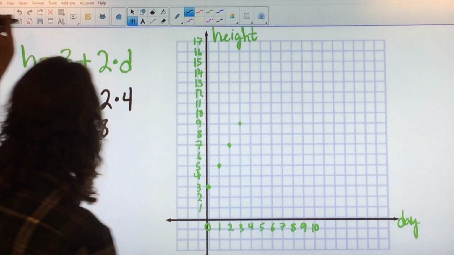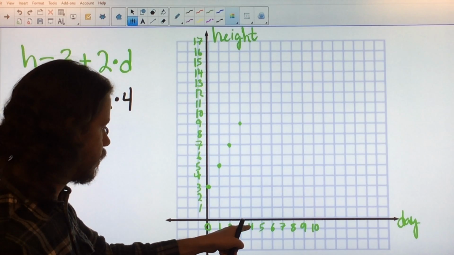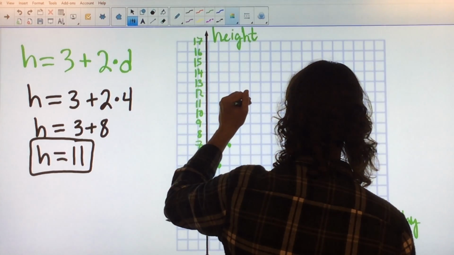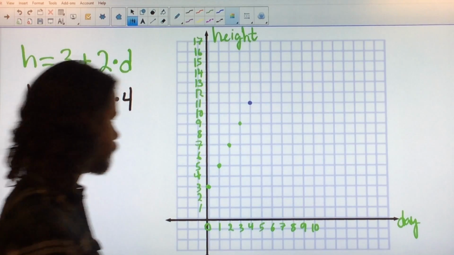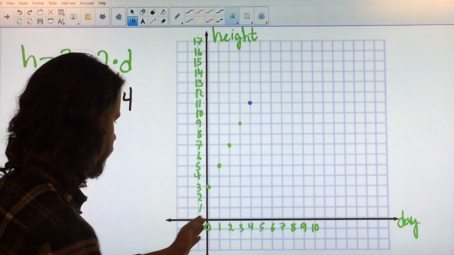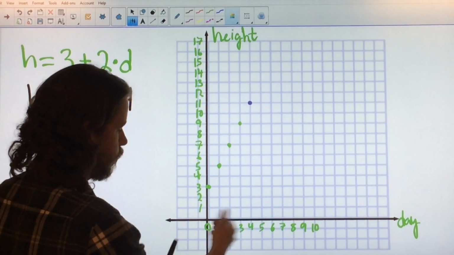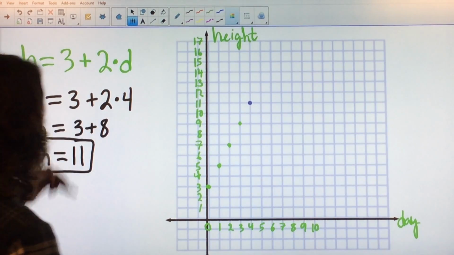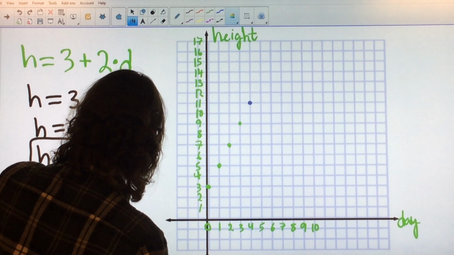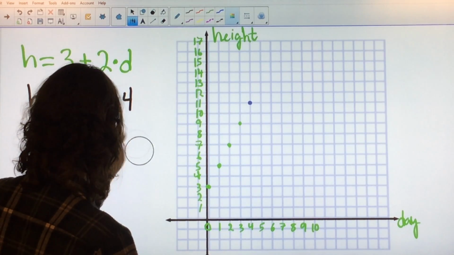Now I'm going to take this prediction and add it to our graph. If I go over to the 4th day, I need to go up to a height of 11 centimeters and plot my point. Now, this is what we call an extrapolation. Notice that this prediction is outside my data set. It's not within this range right here. So this prediction I made falls outside of my data set, and I could make many more if I plugged in these other days. This is what we call an extrapolation.